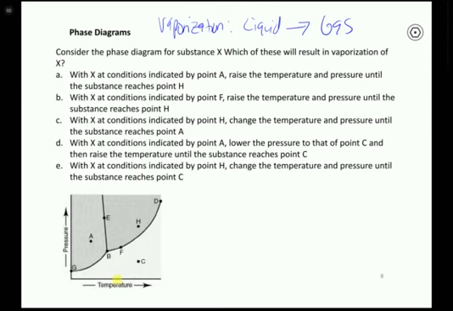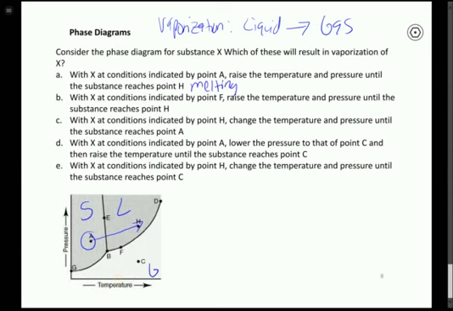So if we label the parts of our diagram, solid up here in the top left, liquid here in the middle, gas in the lower right, we want to figure out which of these processes results in vaporization, which is going between the liquid and the gas phases. So if we're at point A, that's for choice A here, we're starting in the solid phase, so we're not going to have vaporization. If we raise the temperature and pressure until we get to H, we're going from solid to liquid. Solid to liquid would be melting. Okay, so in part A we're melting, but we're not vaporizing.